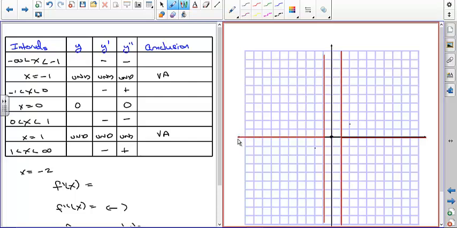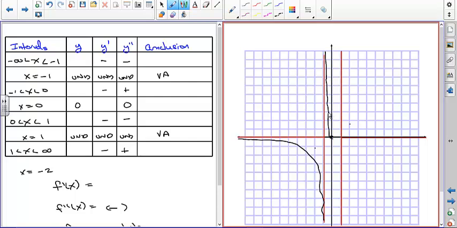So it has to start out here, and it has to then go down like this to the vertical asymptote. Now the next part, and it's concave down. Now the second part here, it's still decreasing, so I have to start up here. I come down through this point.